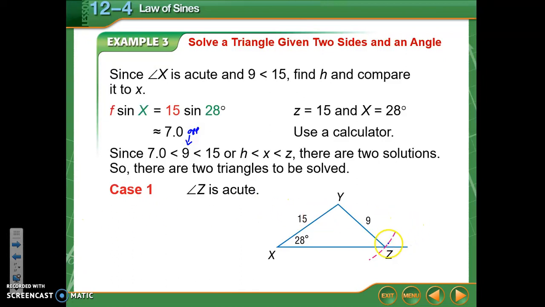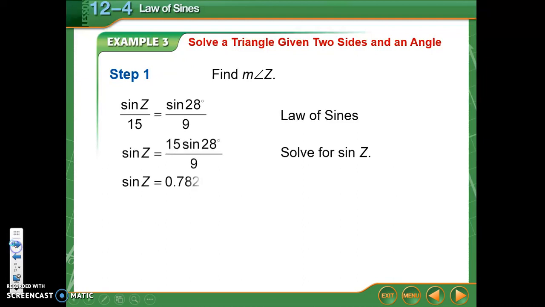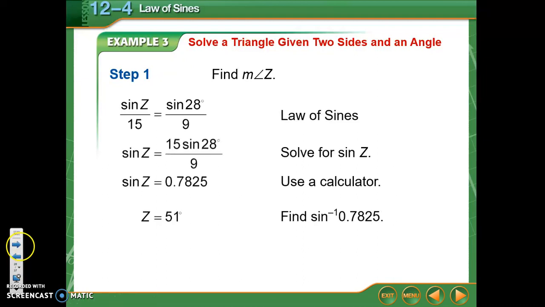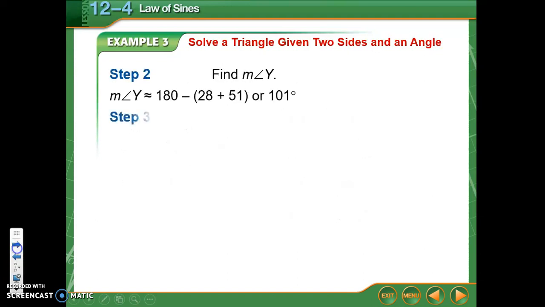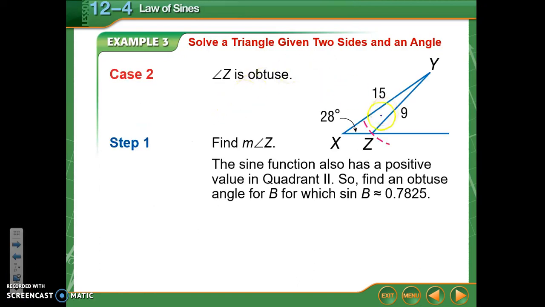The first case is where angle Z would be an acute angle. This is always the one we do first. So we use law of sines to solve this triangle. Using the law of sines, I'm going to go through it relatively quickly. You might want to pause to write that down. So we do what we've been doing before, and then we simplify. The second case involves angle Z being obtuse, and we'll finish talking about that case in class tomorrow.